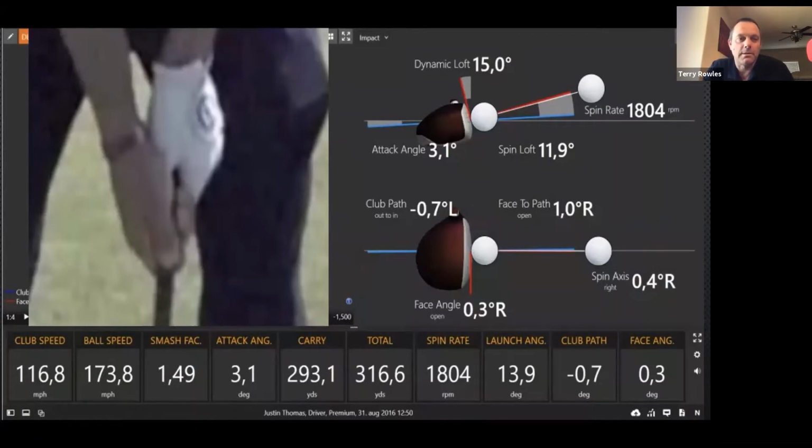So this is Justin Thomas's grip. We tested him and also have some of his data here.